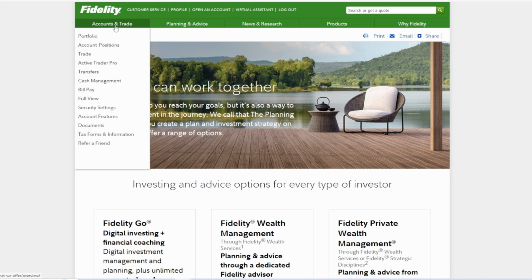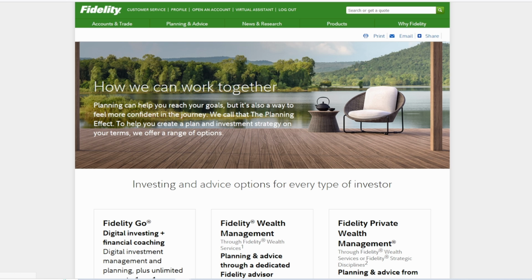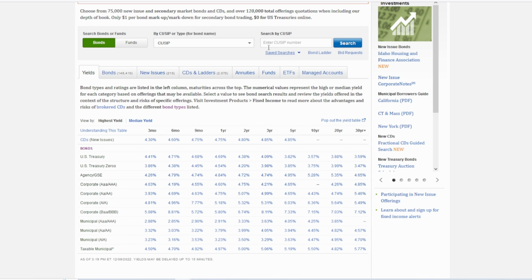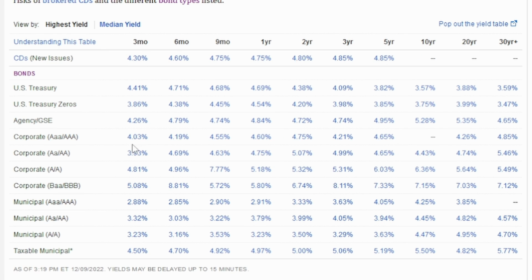Okay, so from the Fidelity account, go to Accounts and Trade and just hover over Trade. And then this window opens up. Go to Fixed Income Bonds and CDs. And you'll get this first window here that says yields, but it also has bonds, new issues, CDs, ladders, annuities, and all that. All right, so you can get an overview of what kind of rates you're getting for the different kinds of investments here.